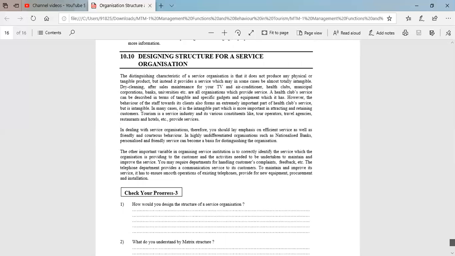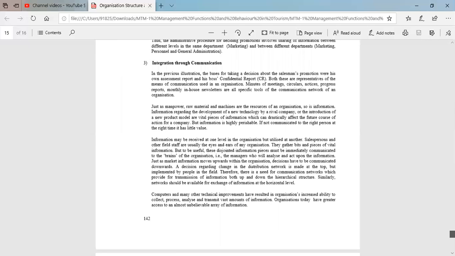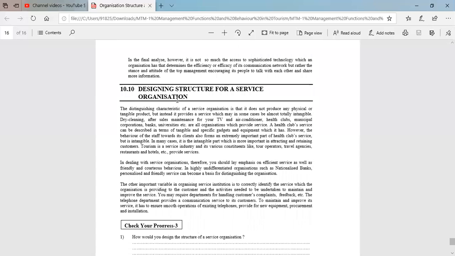So this was easy. I hope so. What are other most important questions which can come in the exam? This is the most important. Only this one, or is there a possibility of any other question also?